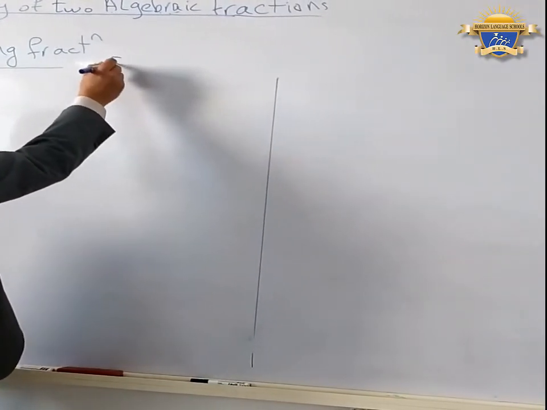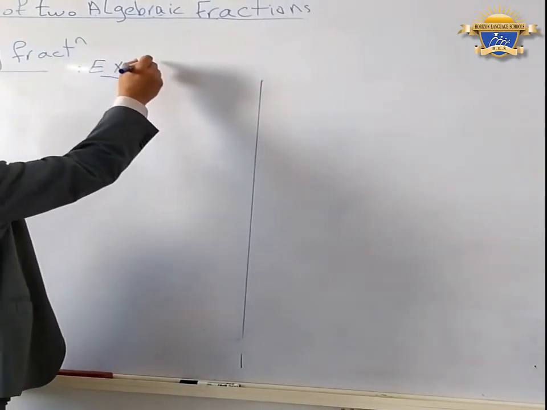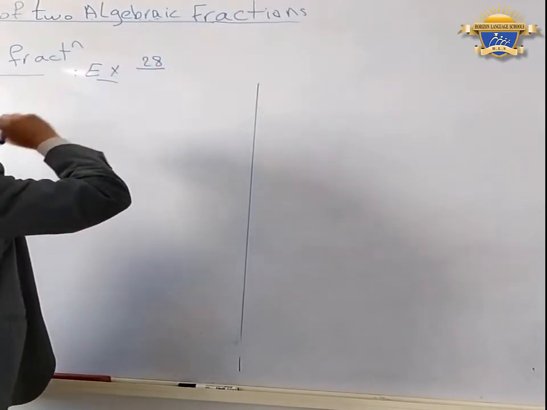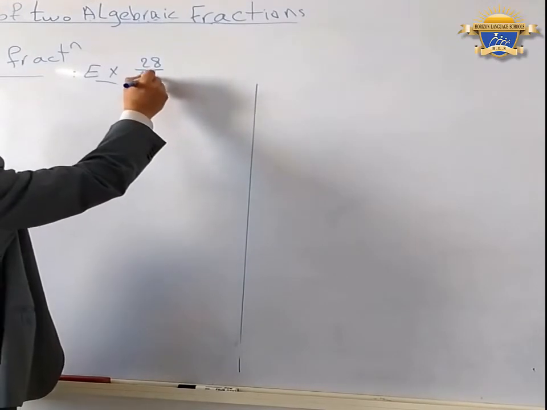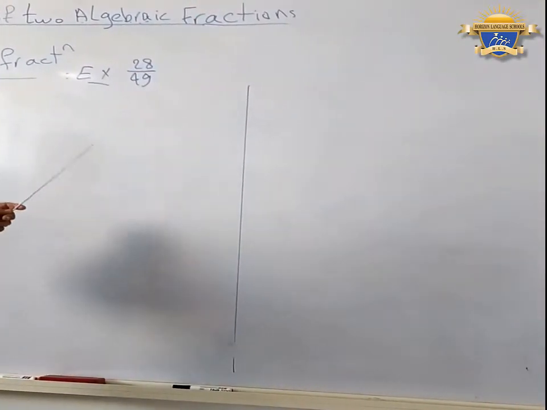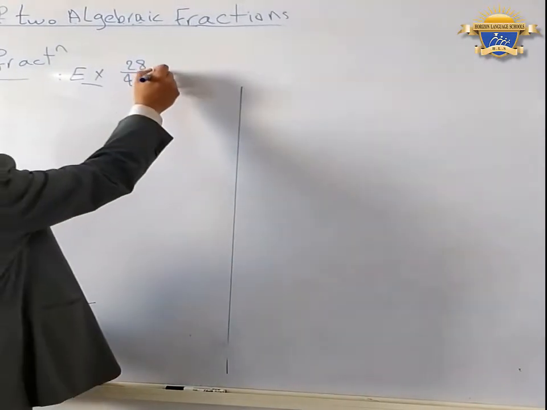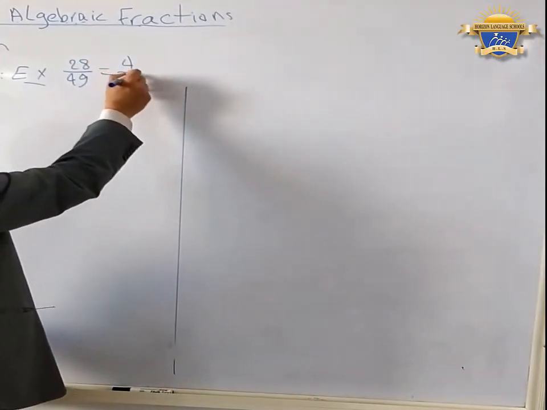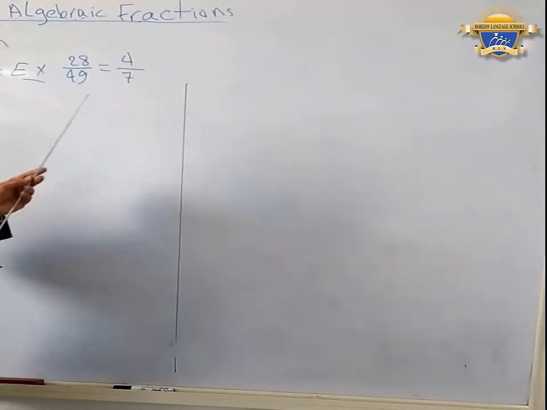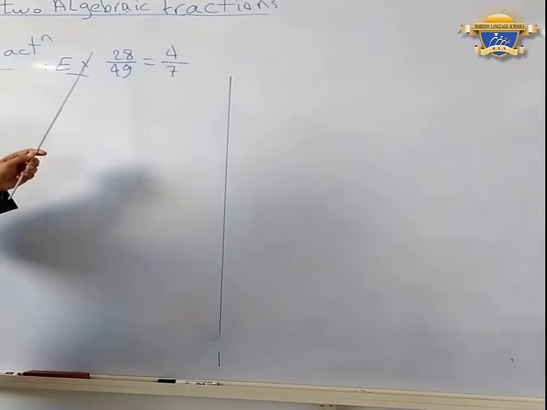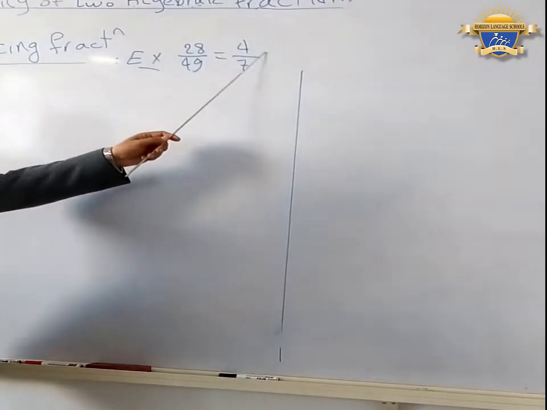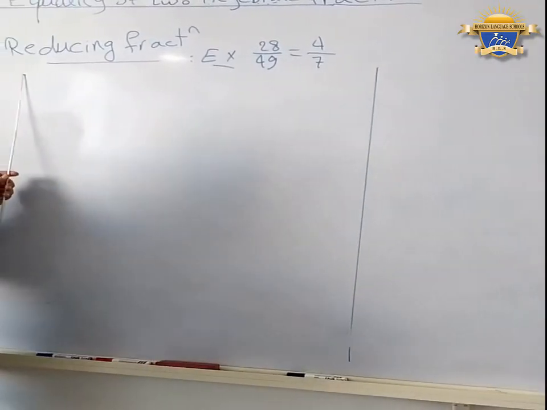For example, 28 over 49. This is a fraction. Reducing this fraction is putting it in simplest form. Dividing by 7, 28 becomes 4, and dividing by 7, 49 becomes 7. So 4 over 7 is the simplest form of 28 over 49. The same will be done in reducing algebraic fractions.